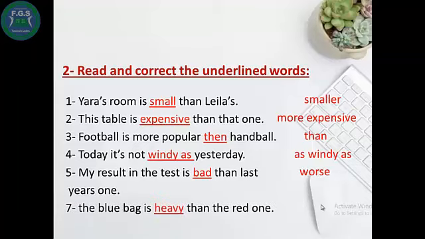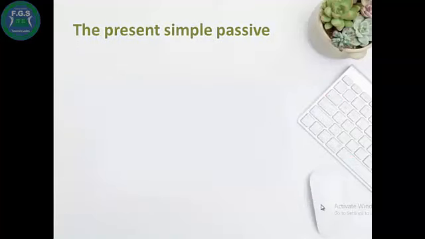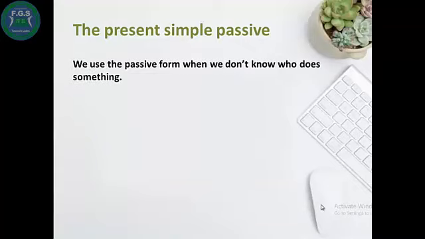The blue bag is heavier than the red one. Heavier than. The next rule is the present simple passive. We use the passive form when we don't know who does something.